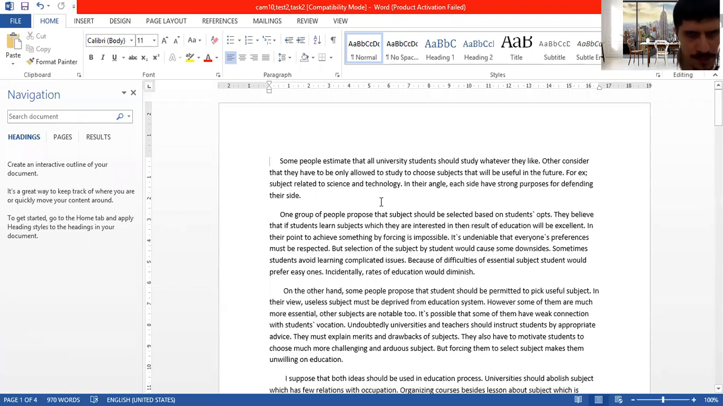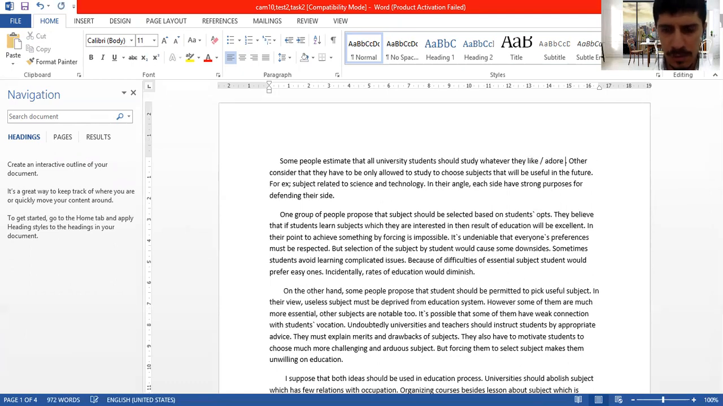There are 4 pages that I tried to collect all of them, and if some of them are missing, just remind me. It starts with an essay: "Some people estimate that all university students should study whatever they like." So "like" is a very primitive vocabulary which should be replaced. For example, I can give you synonyms like adore or admire. However, you can also think of different options as well.